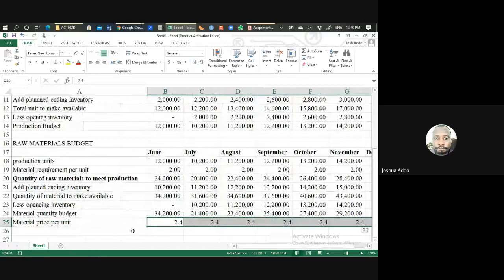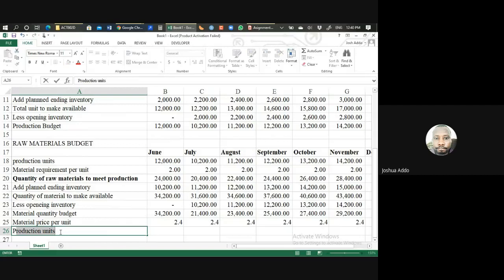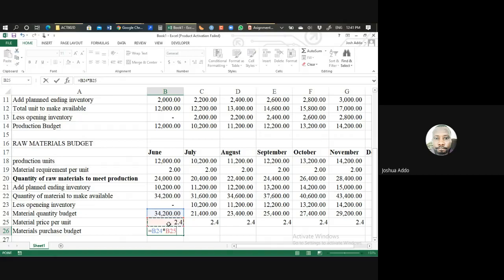So we now can have a materials purchase budget. Raw materials purchase budget. Of course, we say materials, we know it's raw material. So materials purchase budget equal to materials quantity budget times the price per unit of material.